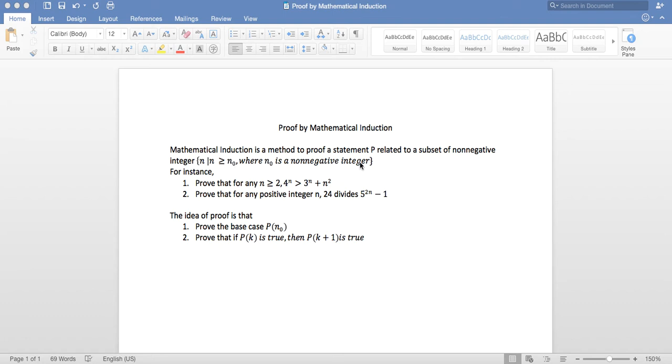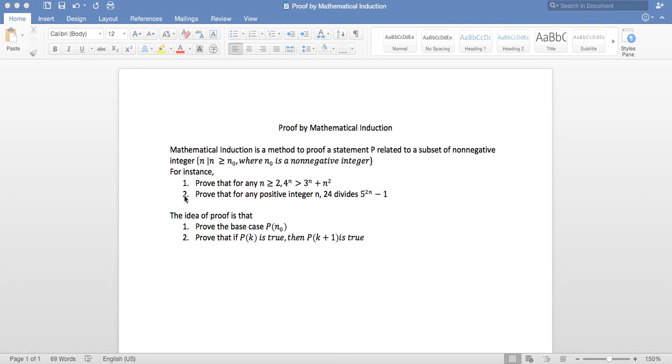n0 is a non-negative integer. For example, if you want to prove that for any n greater than or equal to 2, 4 to the n power is greater than 3 to the n power plus n squared. Now, this 2 is n0, the starting point for this non-negative integer subset. That means for all the integers starting from 2: 2, 3, 4, 5, 6, 7, 8, 9, 10, keep going. For all those integers, 4 to the n power will be greater than 3 to the n power plus n squared.